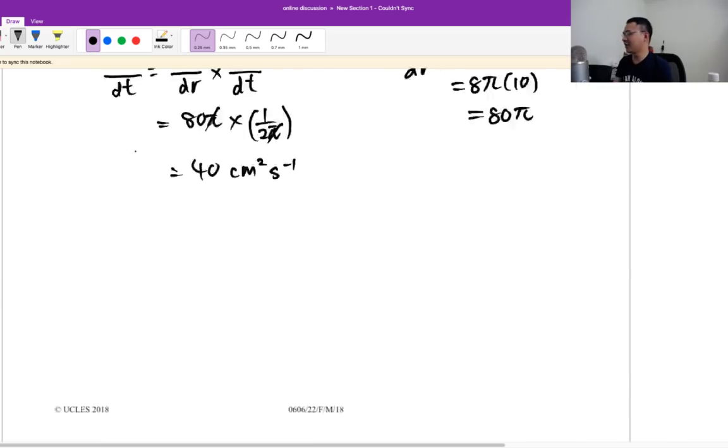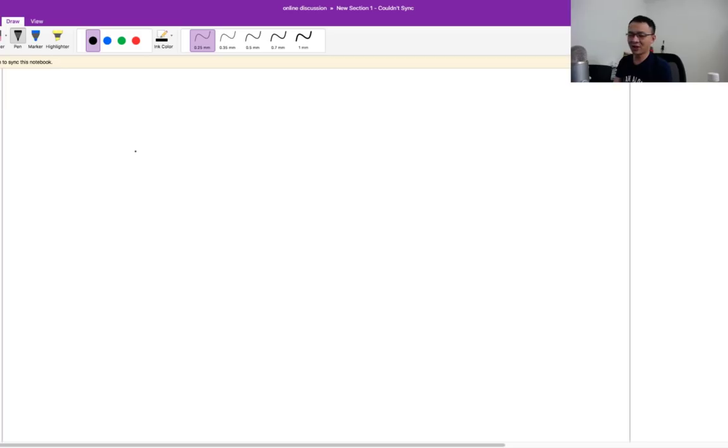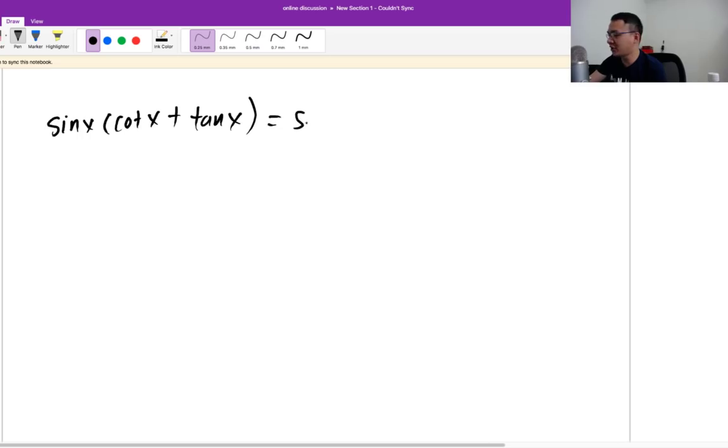Yeah, some students actually gave me a proof question. Okay, I'll try to do it. I'm not sure whether I can do it or not. It is: sine x times (cotangent x plus tangent x), and then show that it is equal to secant x. Okay, proof. I think this one shouldn't be too difficult.